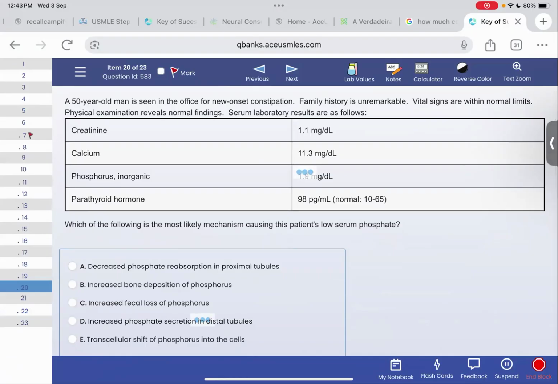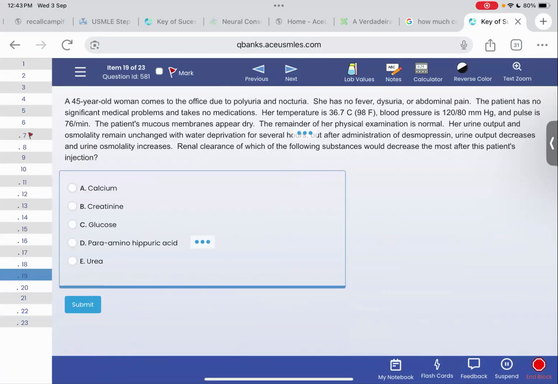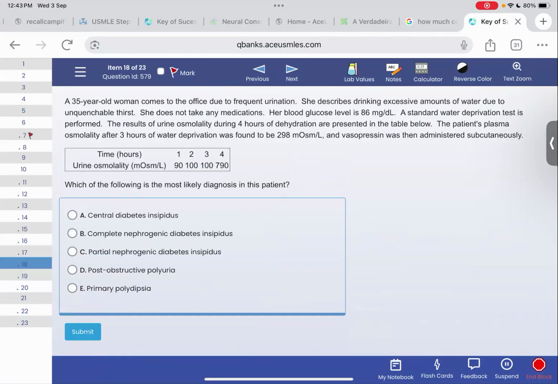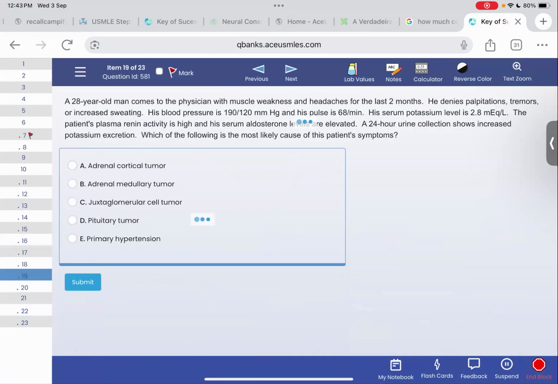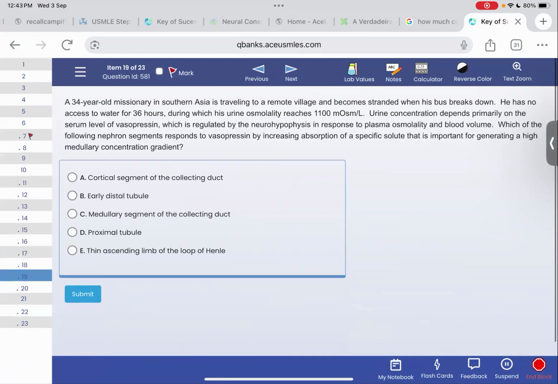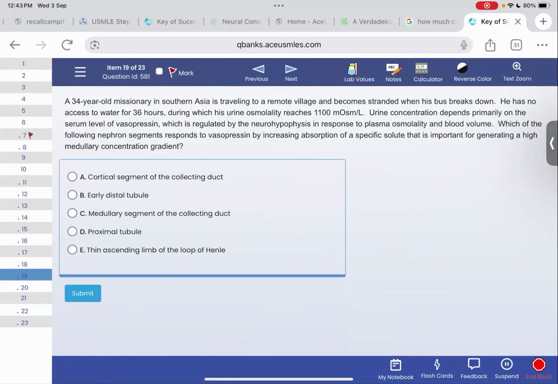One other question I have seen of the same concept, maybe it was like this. Let's look into this. Anyone please read this out. Which of the following nephron segments respond to vasopressin by increasing absorption of a specific solute that is important for generating a high medullary concentration gradient?